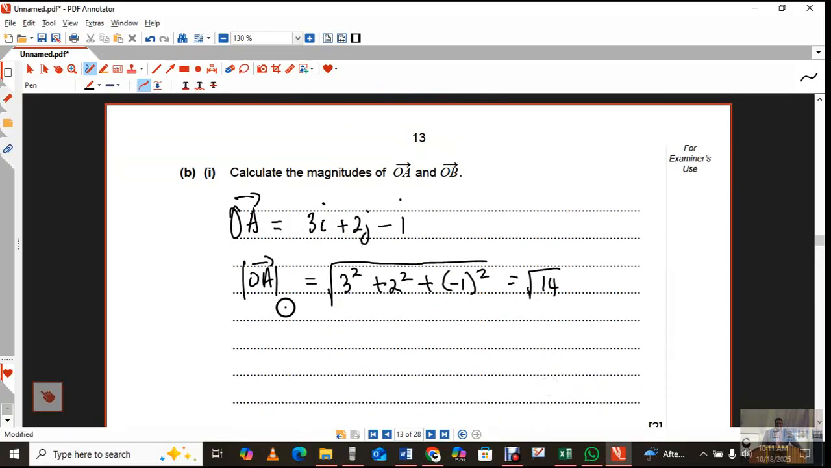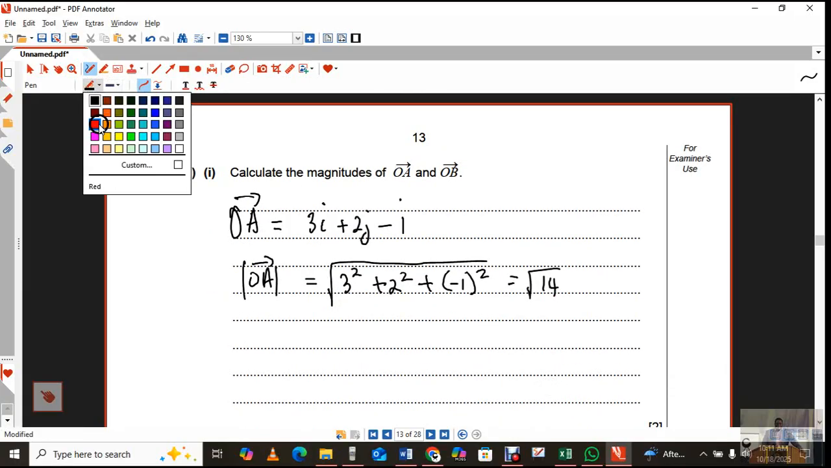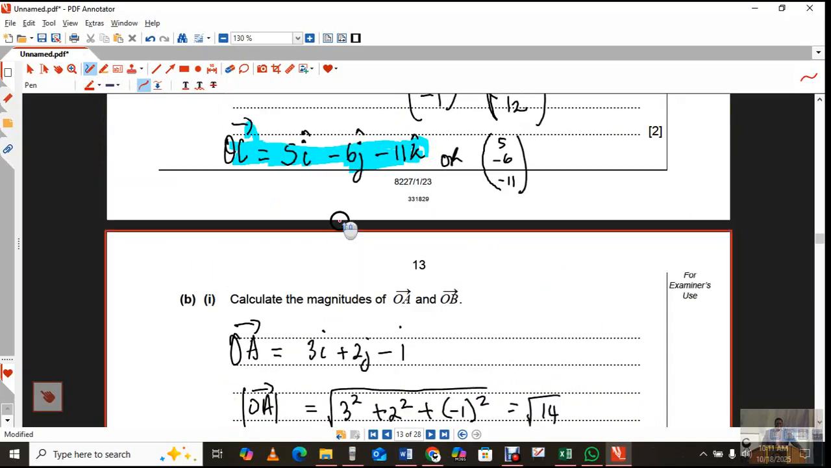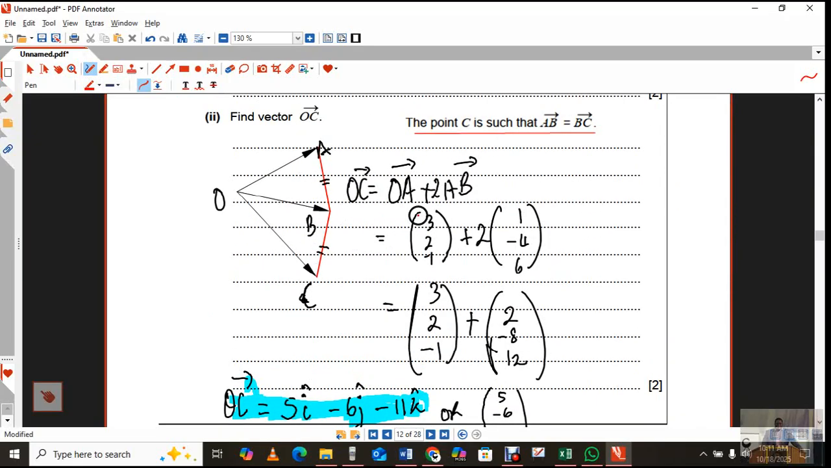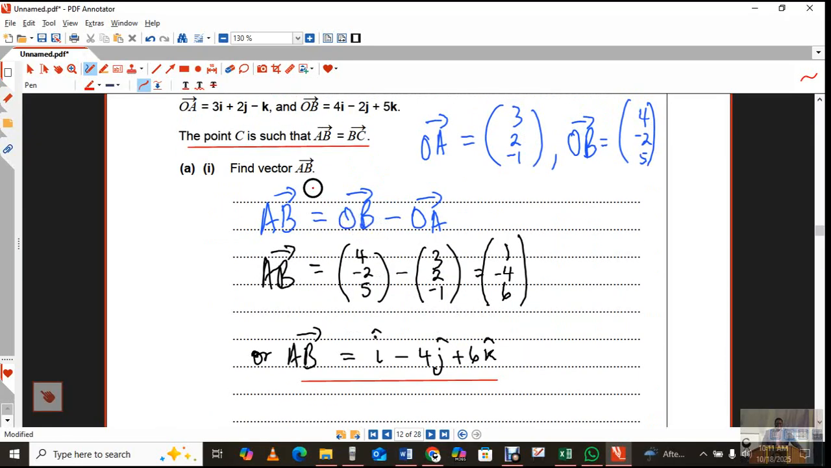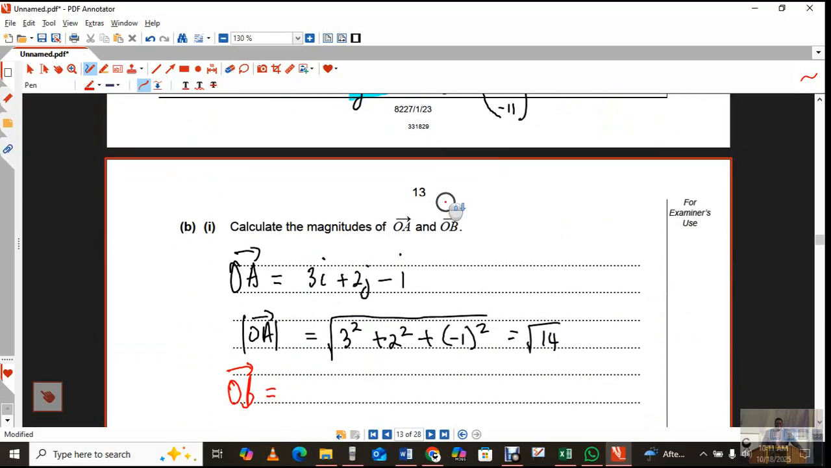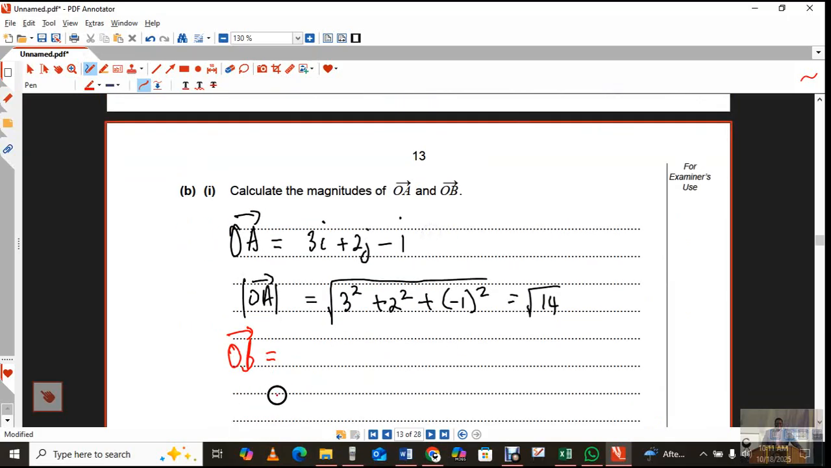And the other one is OB. And what was OB? If we have to get it, OB was 4, negative 2, and 5. So it's 4i, negative 2j, positive 5k.